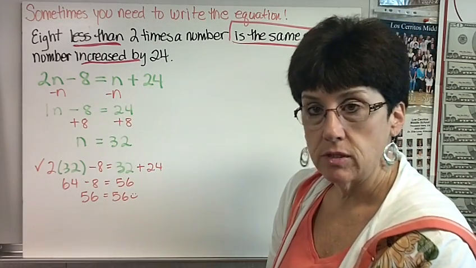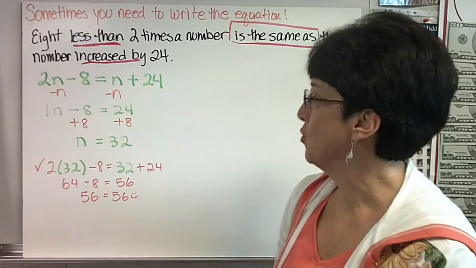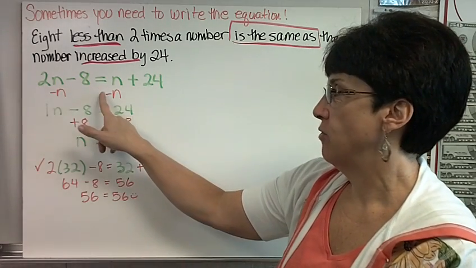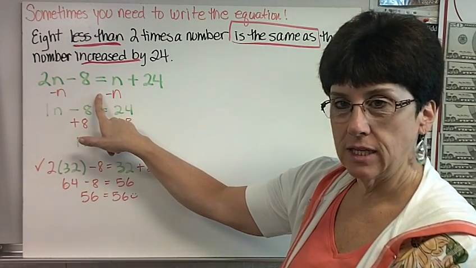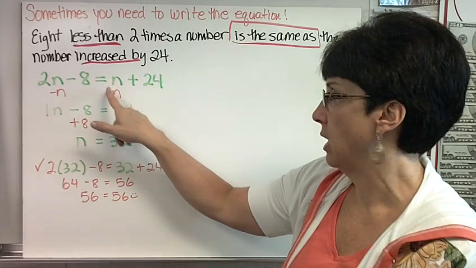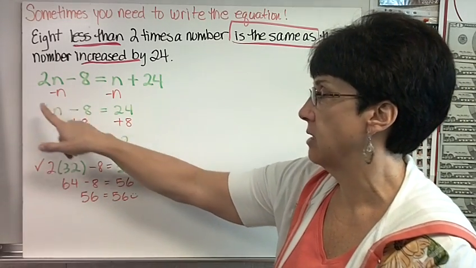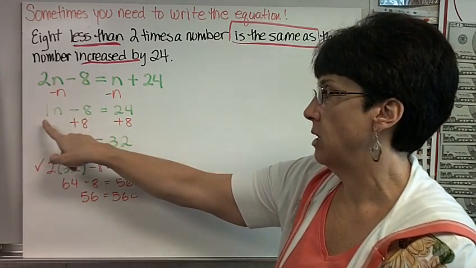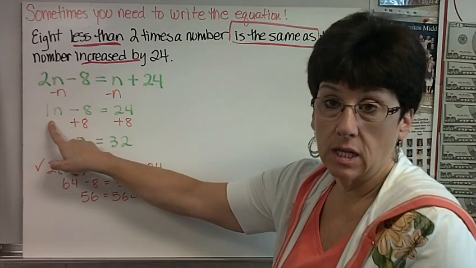And now I do my steps. I didn't write them down. See if you can remember them. Find the smallest variable term. What is it? It's the n, the 1n. So I subtract that from both sides. 2n, take away 1n is 1n. This time I decided to write it.